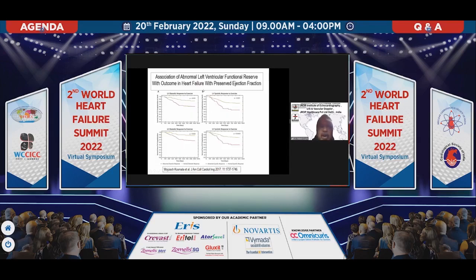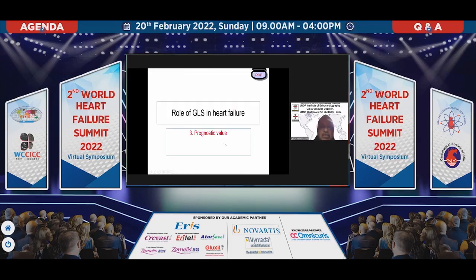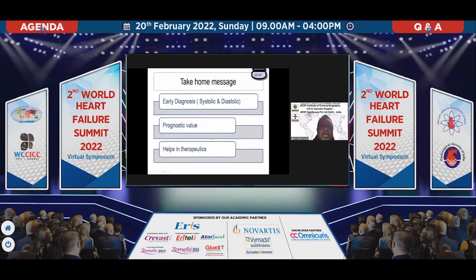So the outcome of abnormal functional reserve with heart failure and preserved ejection fraction: if you put them on exercise, you're able to know what their future outcome would be. Then the role of GLS in heart failure, I showed you what the prognostic value is. The take-home message is good early diagnosis, whether systolic or diastolic, and absolute good prognostic value.